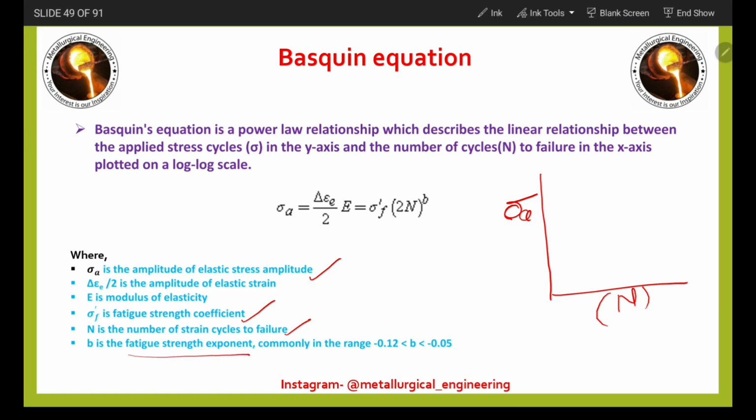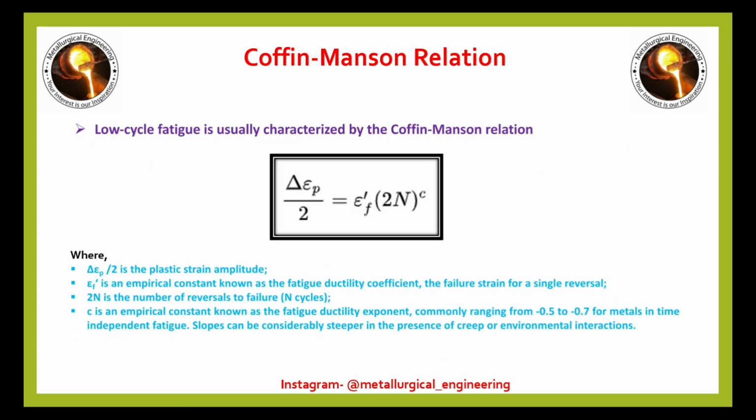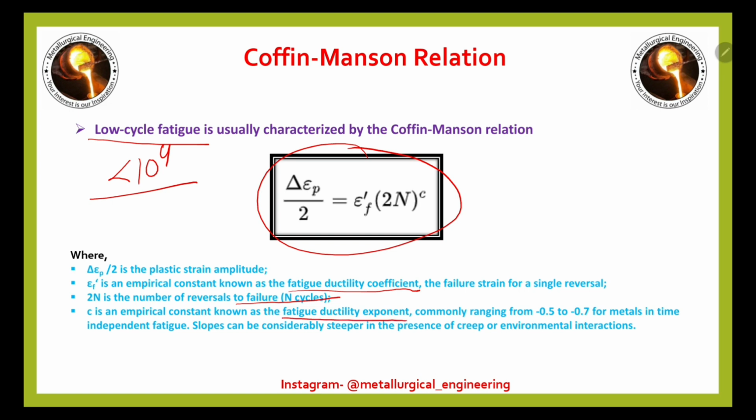So now we will move to the next topic, the Coffin-Manson equation. The Coffin-Manson equation is used to define low cycle fatigue, and usually a life of less than 10⁴ cycles is defined as low cycle fatigue. Low cycle fatigue usually occurs in applications where the load is generated by thermal changes. To quantify the low cycle fatigue, we use this equation: delta epsilon p by 2 equals epsilon f prime (2N) to the power c, where delta epsilon p is the plastic strain amplitude, epsilon f prime is the fatigue ductility coefficient, 2N is the number of cycles to failure, and c is the fatigue ductility exponent.